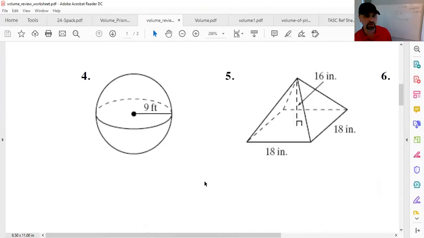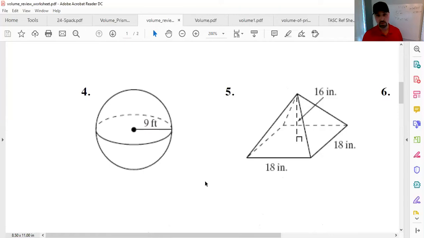All right, number 4. Number 4 looks like a ball, right? Number 4 is a sphere. That's officially what it is. So what I want you to do, go to the reference sheet, find the formula and write it down.